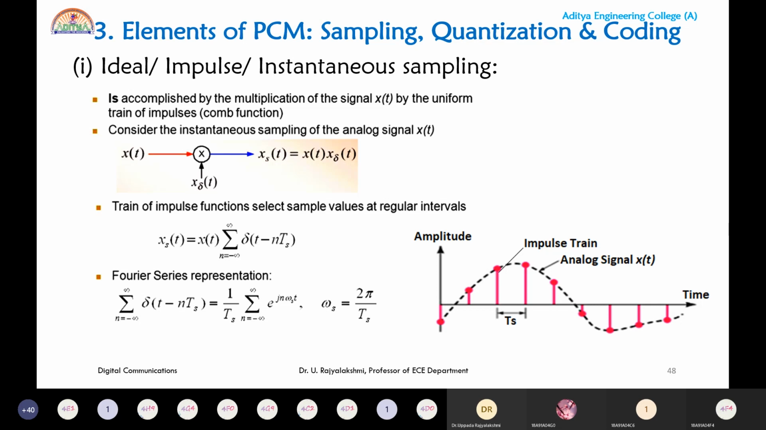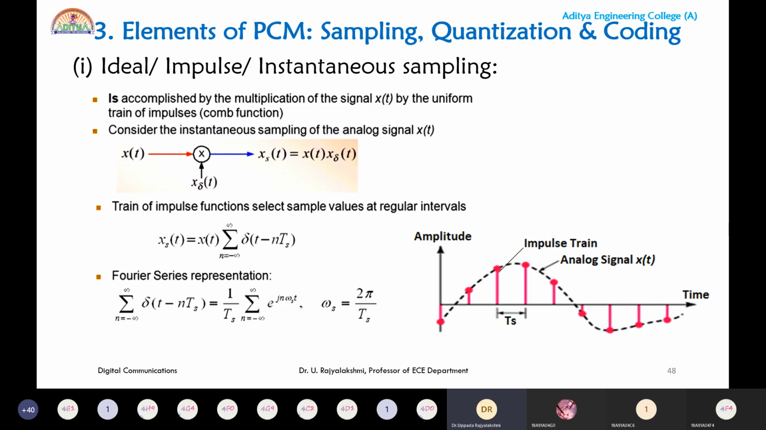Now, why is it called ideal sampling? Because the generation of a series of impulses is very difficult. That's why it is called ideal sampling. Now I think everyone is familiar with the terminology used there: why it is called ideal sampling, why it is called impulse sampling, and why it is called instantaneous sampling. Anyhow, how can you generate the sample signal?